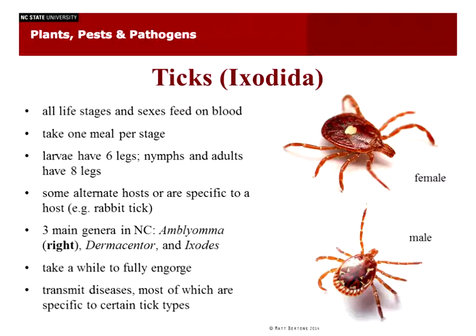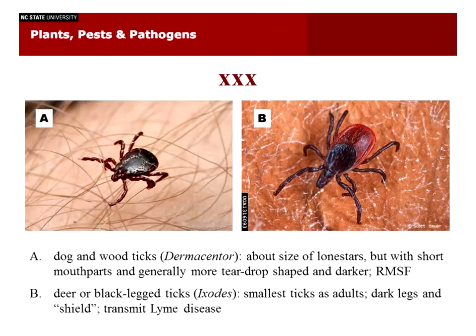Now, they take a while to fully engorge, and usually you don't have to be concerned if you catch them within 12 to 24 hours. However, they do transmit diseases, most of which are specific to certain tick types. For instance, Amblyomma americanum, the Lone Star tick, isn't very good at transmitting typical diseases, but there's a new allergy that they are contributing to, and there's an illness called STARI. It's Southern Tick-Associated Rash Illness.